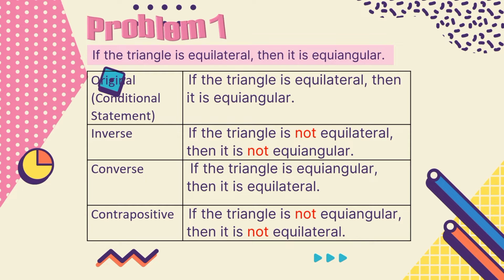Now, let us have a converse statement. A converse statement is: if the triangle is equiangular, then it is equilateral. What have you noticed? You can see here that we switch the hypothesis and conclusion. Now, for the contrapositive: if the triangle is not equiangular, then it is not equilateral. So notice again that I use a negation word, which is not.